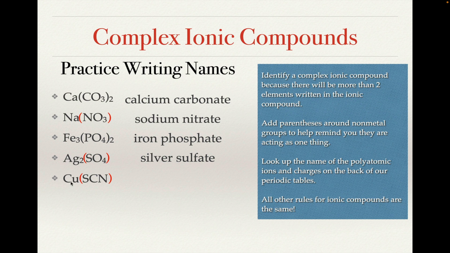Here we have copper with SCN. Notice how it's always one metal, and then a group, everything else is in that group, called thiocyanate, okay? So that's how we would name these. All you need to do is write the metal name down, and then look up what the second thing is called. That's it. There's no prefixes, there's no changing anything, it's really simple, all right?